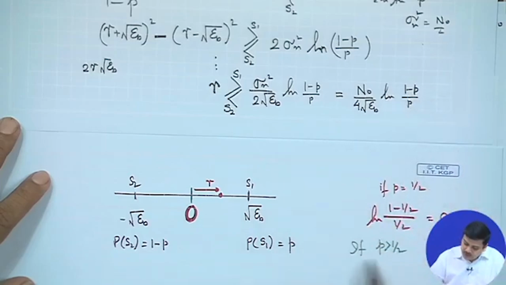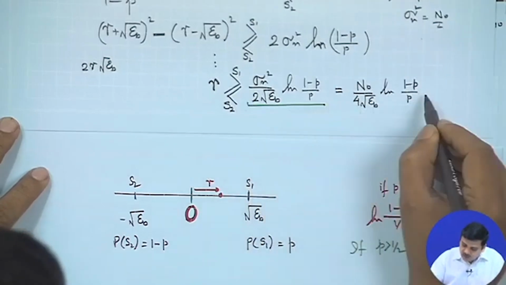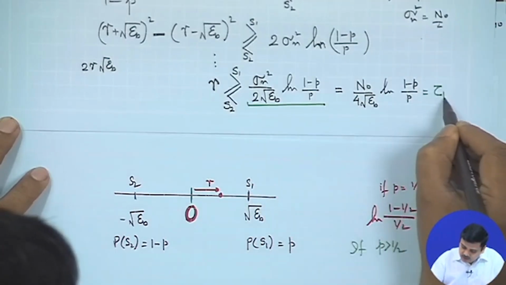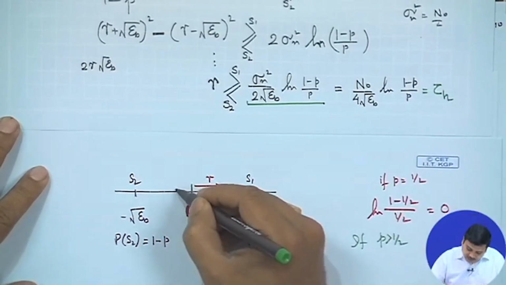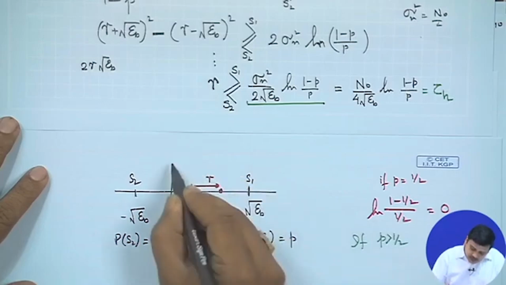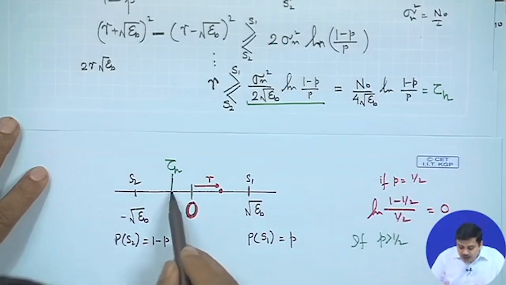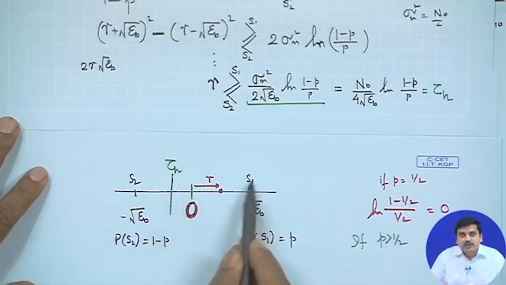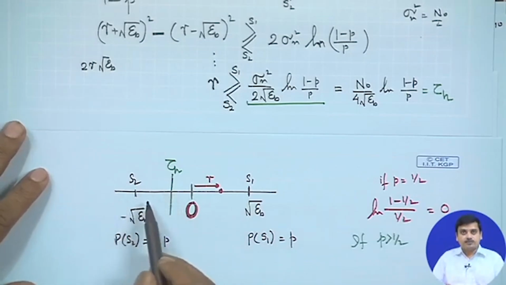So, in that case, this right hand side, we could mark it as tau h, that is a threshold. If r is greater than this, you would select S1, and if r is less than this, you would select S2.